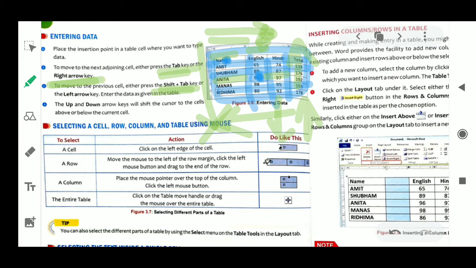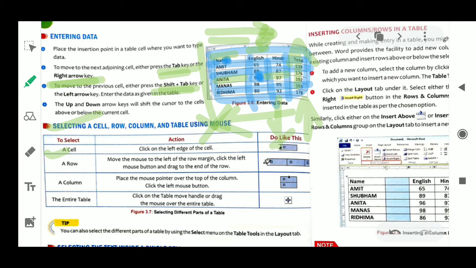Next is selecting a cell, row, column and table using the mouse. So first I want to select a cell. How will you select a cell? Click on the left edge of the cell. So where will you click? On the left side edge.